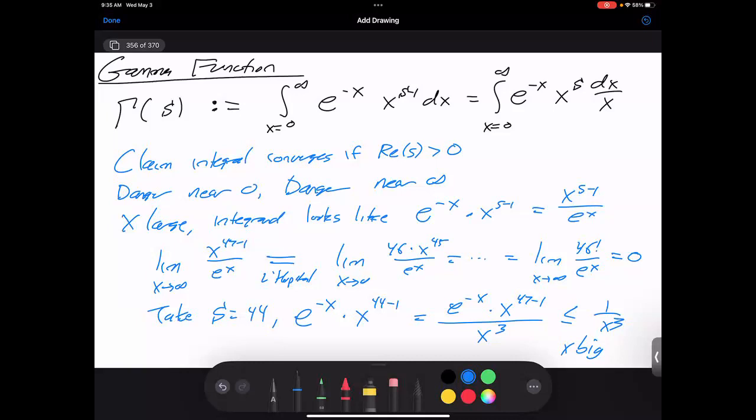And it only matters what goes on for very large values. It doesn't matter for small values. So for really large values, the numerator is going to be less than 1. The denominator is like x cubed. And if I integrate x cubed, that's going to be finite. So I know there's no problem as I go to infinity. Where's the only other place where things might blow up for the integral? One is going towards infinity. The other is near 0. We've got to make sure things don't blow up.